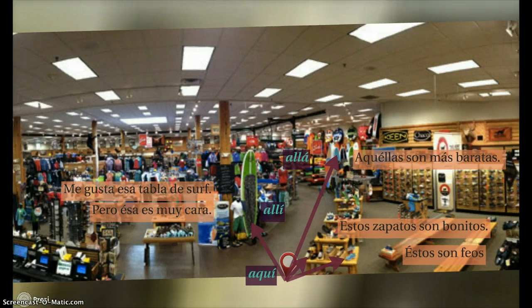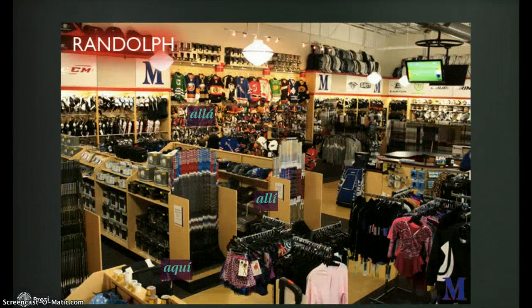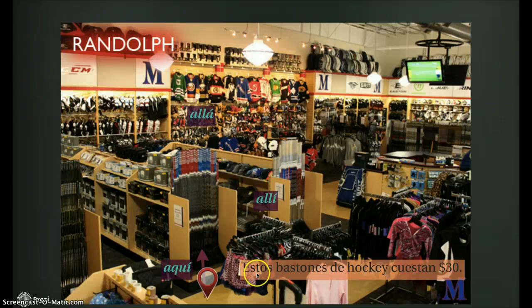Let's try some more. Tú estás aquí. You are here. Allí, there. Allá. Over there, way over there, far away, okay? Let's see. How do you say these hockey sticks? Which pronoun or adjective will we use? Let's see. Estos, because it's close to us.